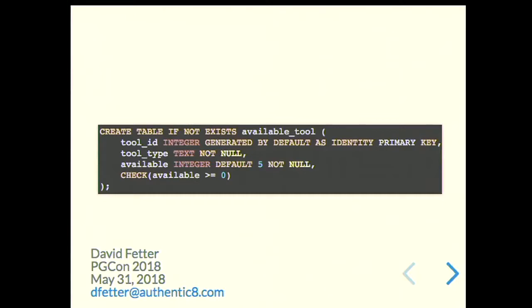So I have a tool type, which is, you know, we'll see one of those. We see how many are available. I picked a default. I don't know how you could have negative tools, so I made sure we couldn't. Does anybody know how we could have negative tools? Okay.